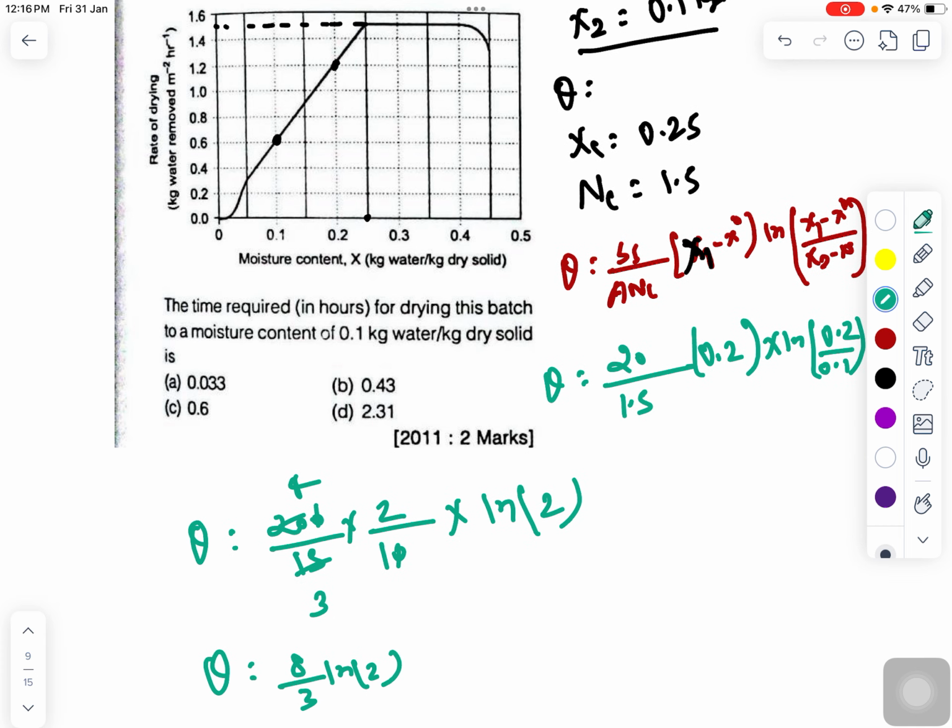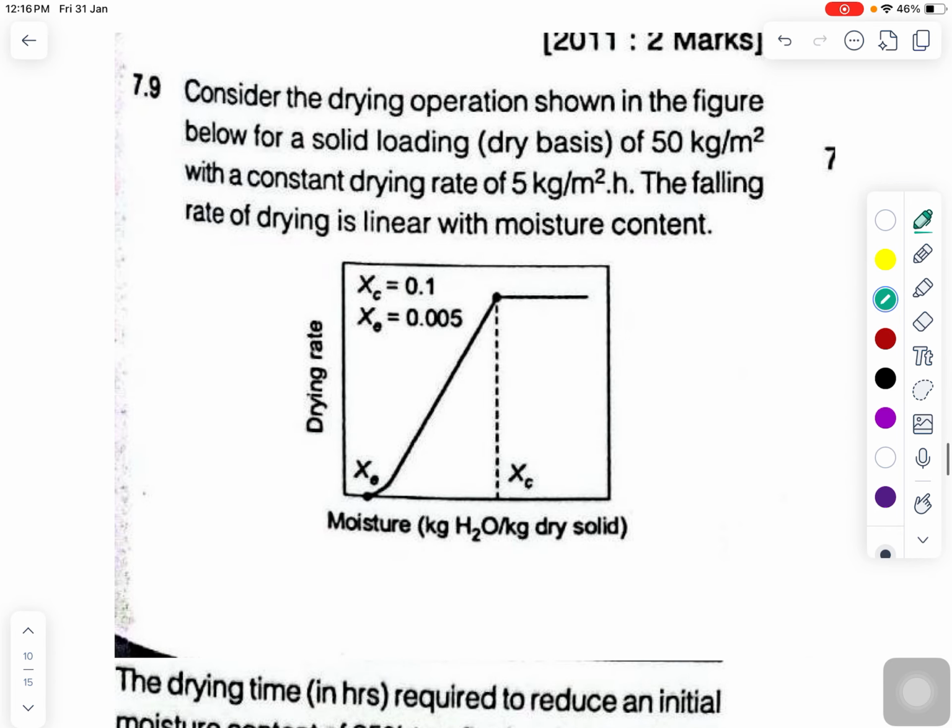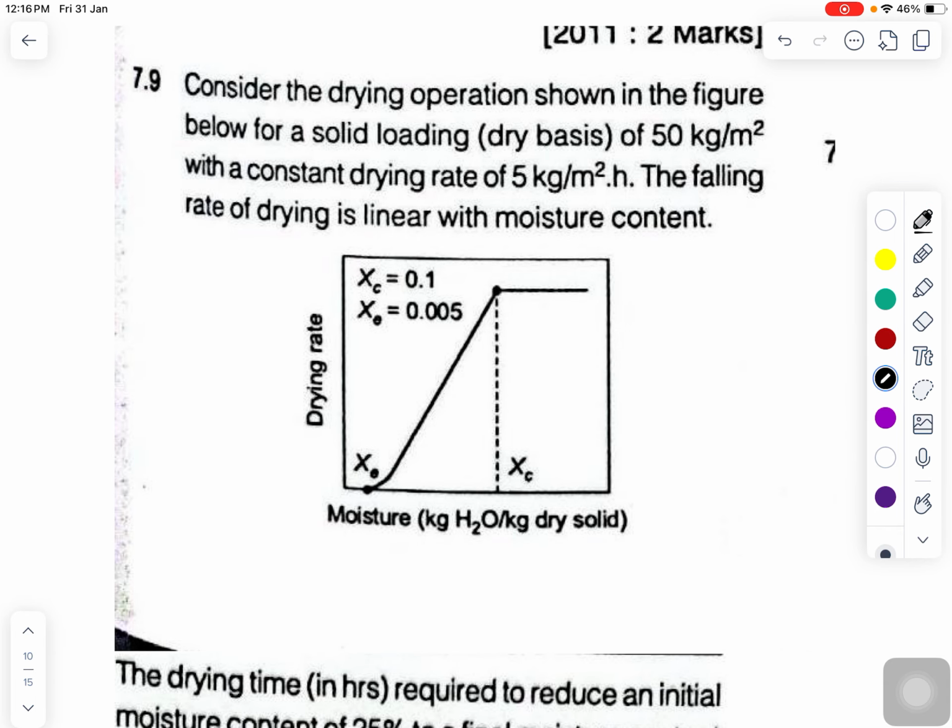So once you calculate these things, you will get the answer 2.31 hours. Is that clear? Okay. Then moving towards the next question.